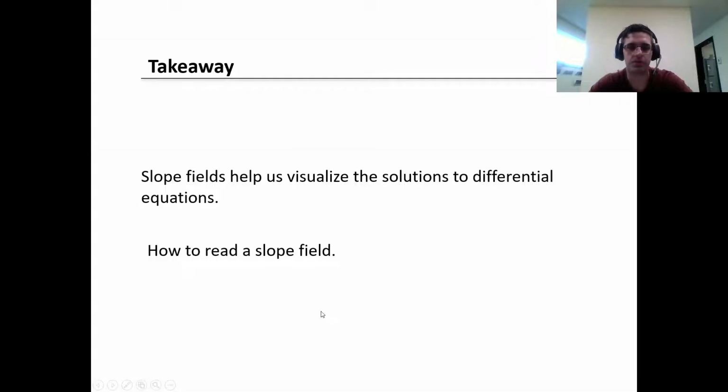All right, some takeaways. We can sketch slope fields, which go alongside a differential equation. The slope field represents the slope of the set of antiderivative functions to a differential equation at any given point on the graph. And hopefully now we understand how to read a slope field a little bit better.